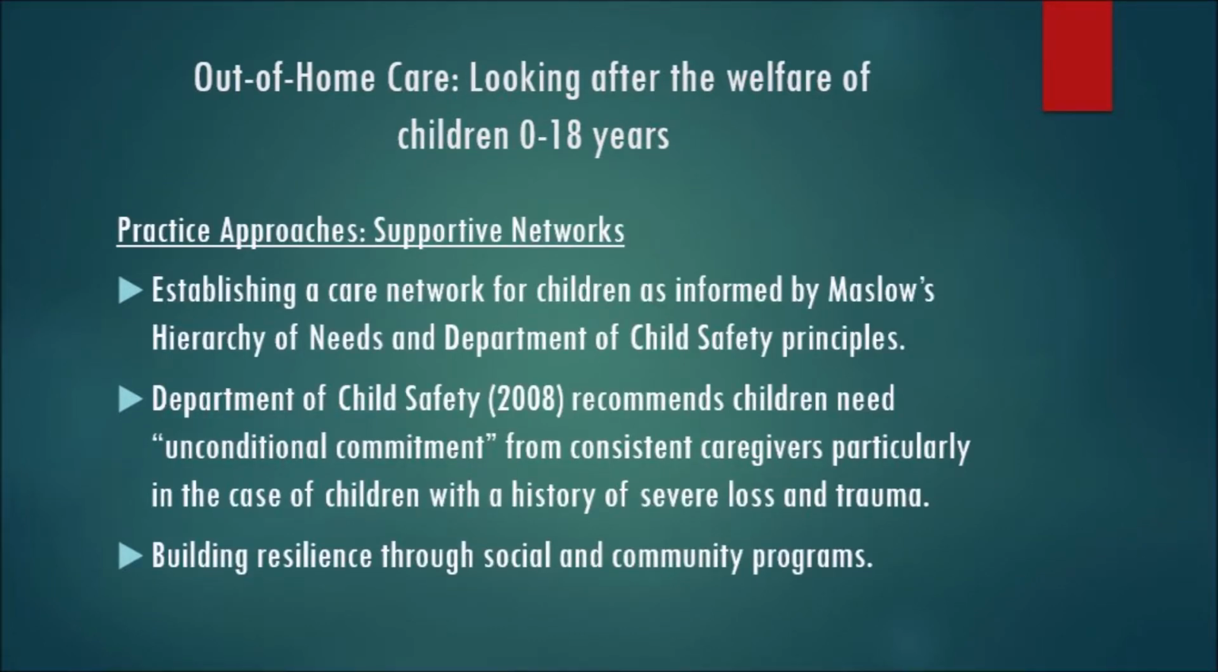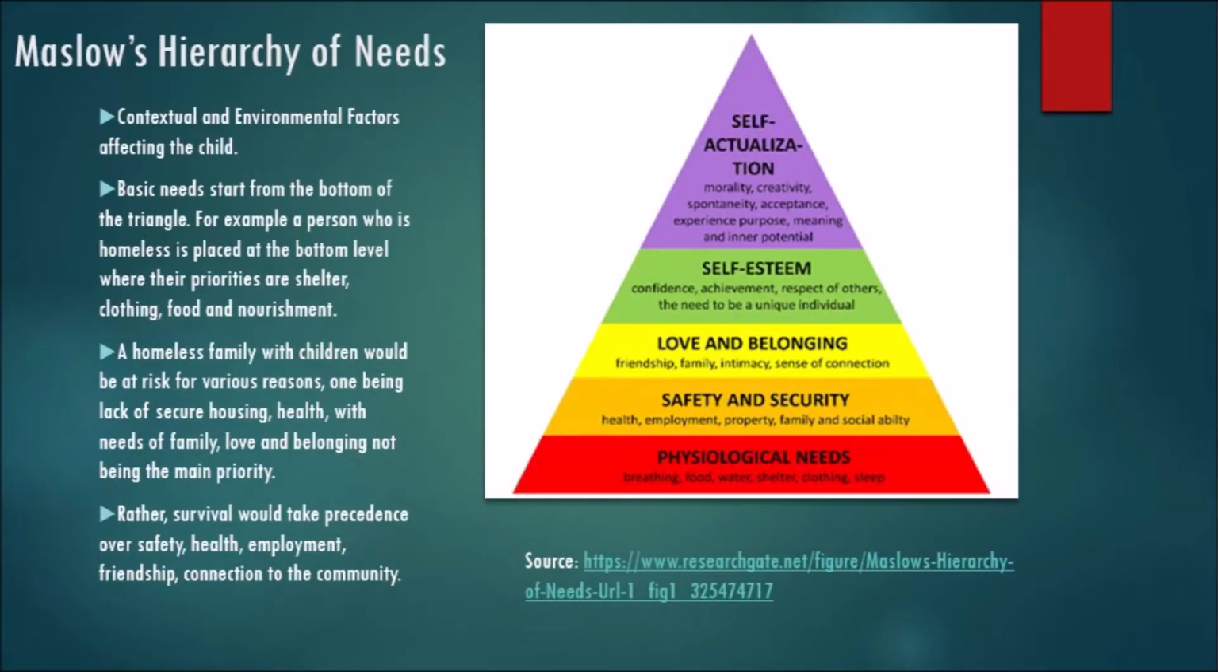Establishing a care network, unconditional commitment from consistent and responsive caregivers, particularly for those with a history of severe loss and trauma, and building resilience through social and community programs. Basic needs are at the bottom of the triangle. A person who is homeless, their priorities are at the foundational level: shelter, clothing, and food.